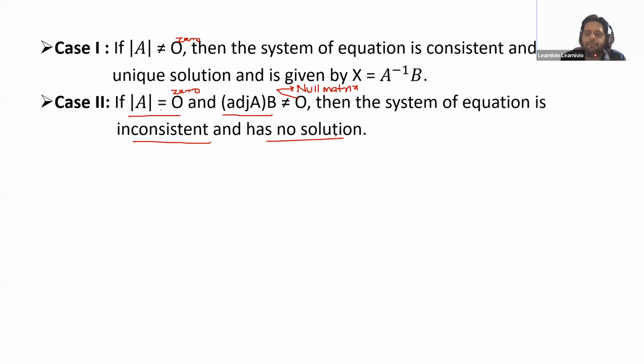Now, if you find the determinant and that is equal to 0, in that case, you will find the adjoint of A into B. And if that is not equal to null matrix, then the system of equations is inconsistent and has no solution. Okay, so I hope this second case is also clear to everyone. These cases will be used for 1 mark questions. Please note this down, confirm to me, then we will check the third case.